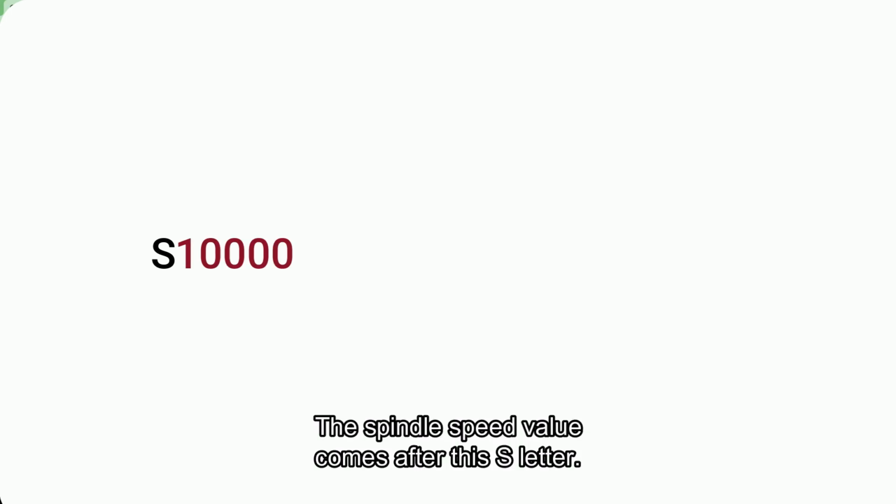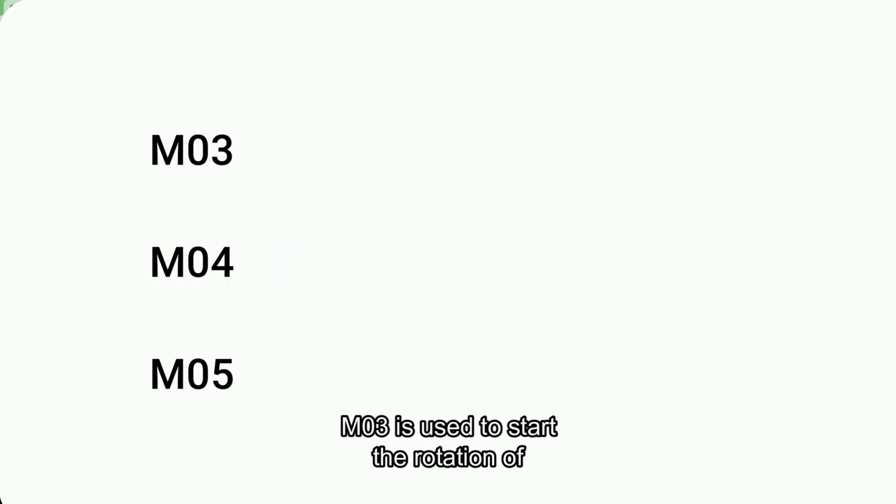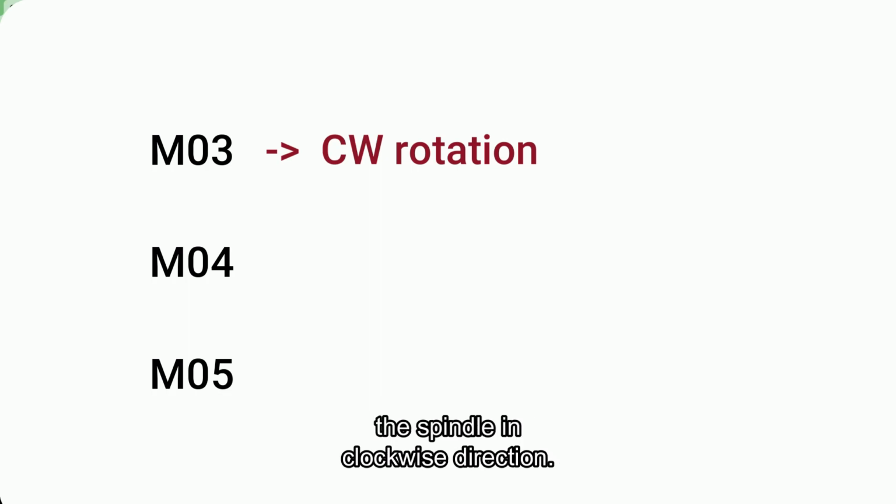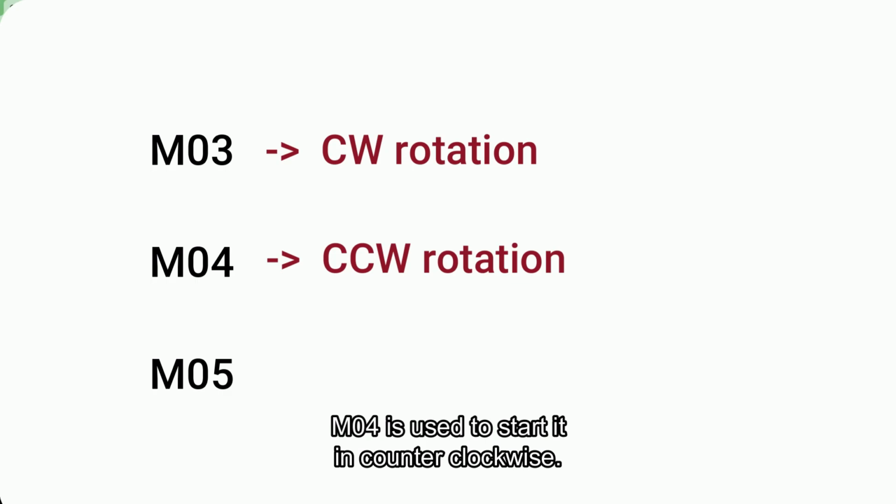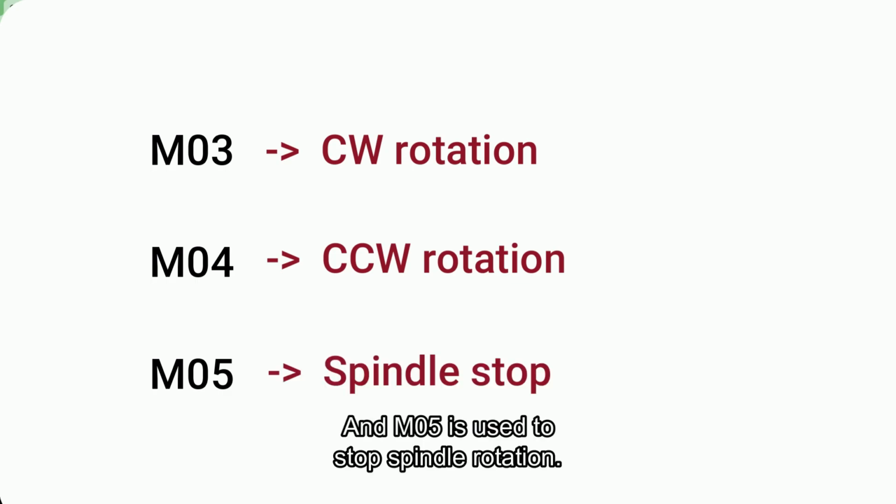S is the code to set spindle speed value, both in G96 and G97 mode. The spindle speed value comes after this S letter. M03 is used to start the rotation of the spindle in clockwise direction. M04 is used to start it in counterclockwise. And M05 is used to stop spindle rotation.